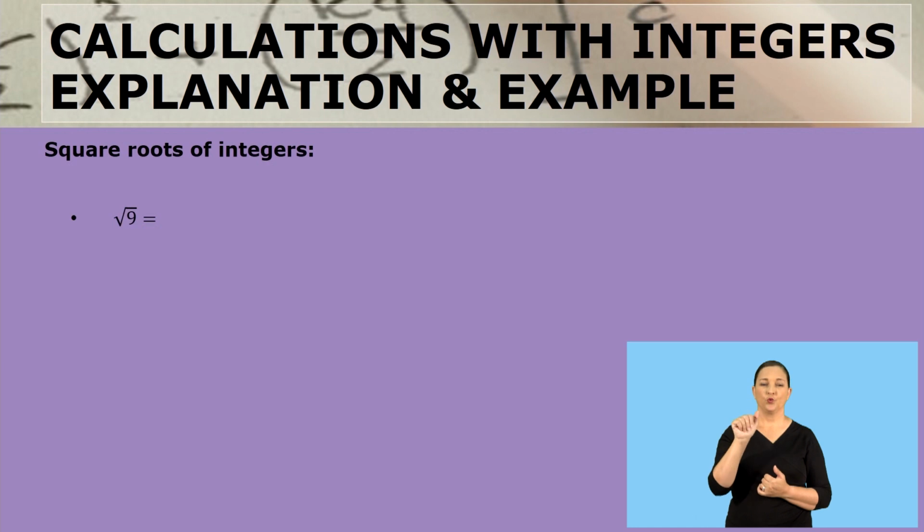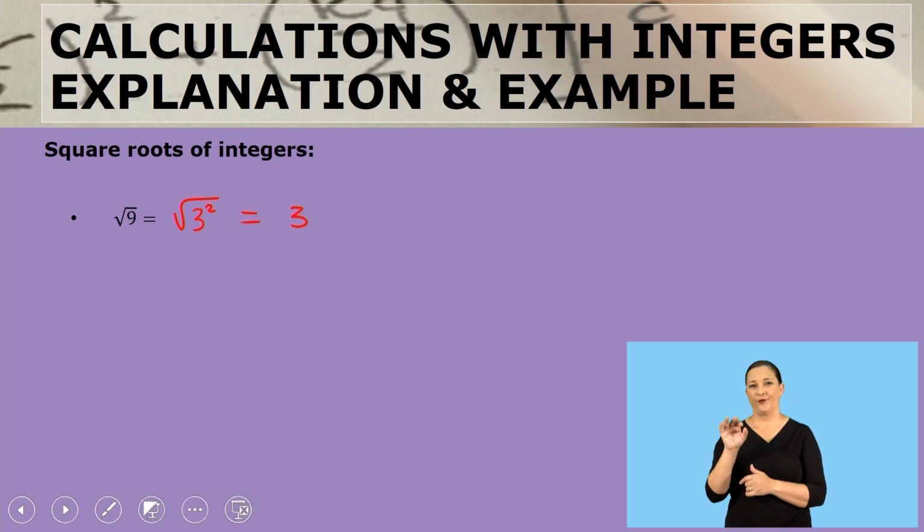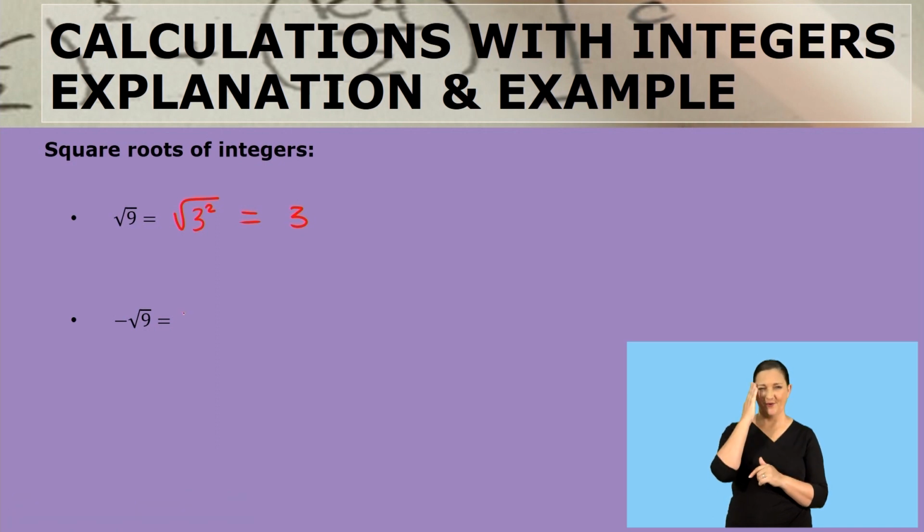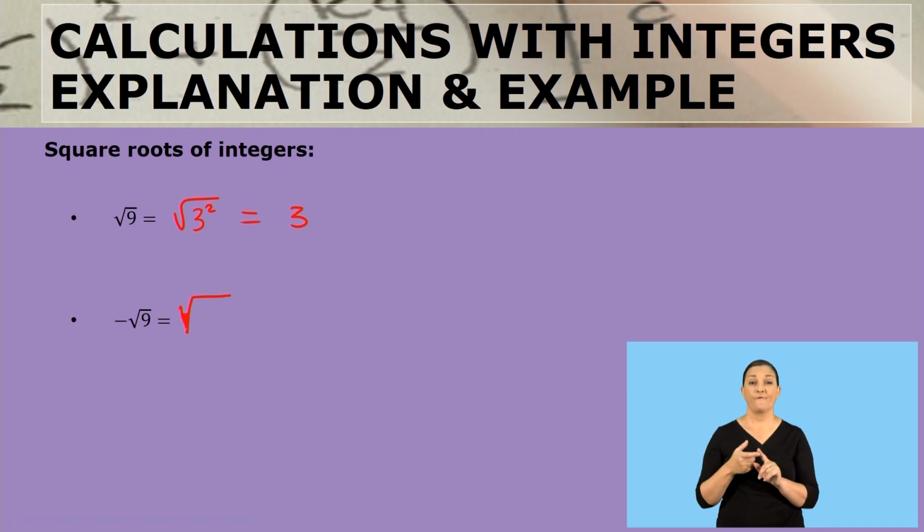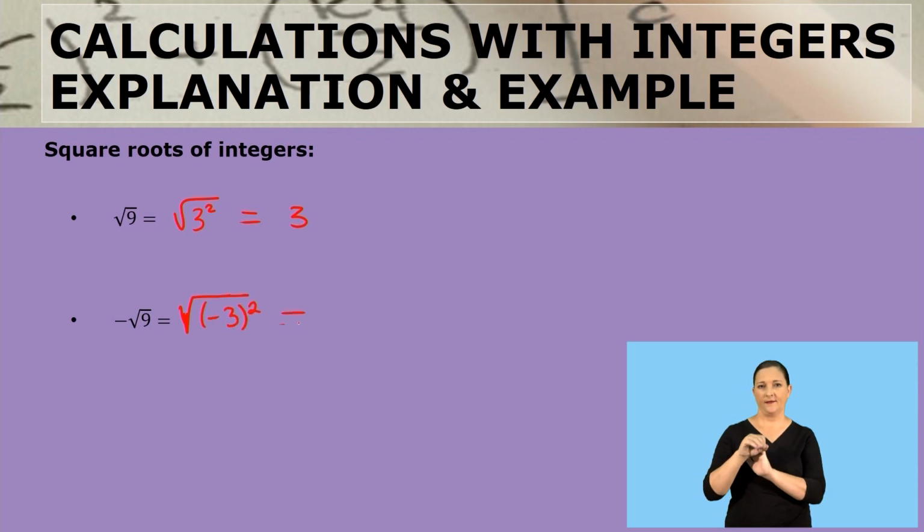Now, we know that the square root of 9 is the square root of 3 squared, and our answer there is 3. And our answer there is positive because we've been asked for the positive square root of 9. If we were asked for the negative square root of 9, then we know that that comes from our negative 3 squared. And our answer there would be negative 3 because we've been asked for a negative square root.